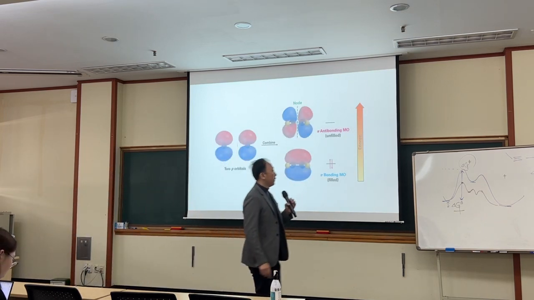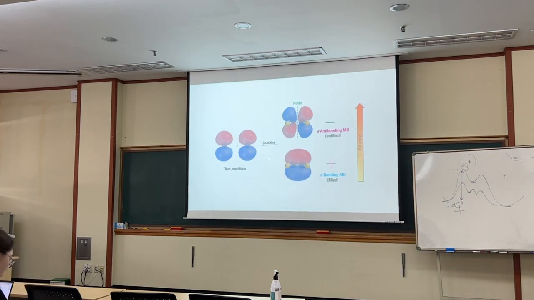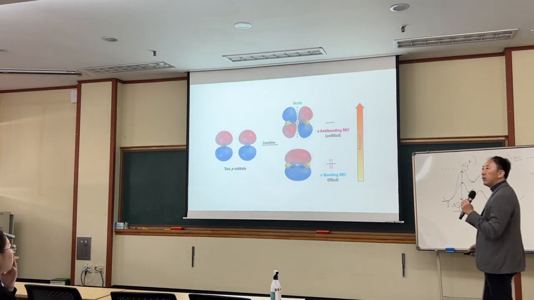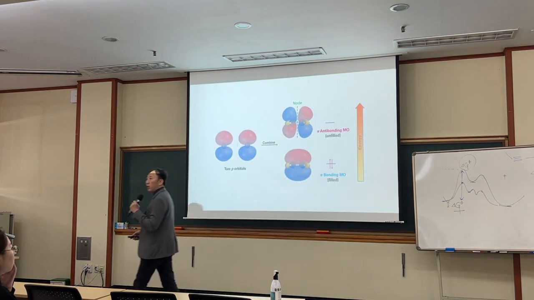So similar things for the pi orbital. The pi orbital also has a bonding orbital here, where the same character is attracted to each other. Opposite signs push each other away. So this is unstable, and this is stable. So this is the explanation of how atomic orbitals recombine together and generate molecular orbitals.